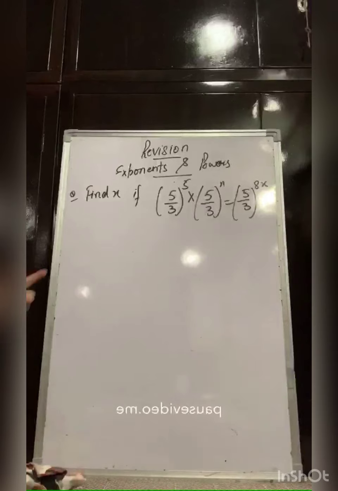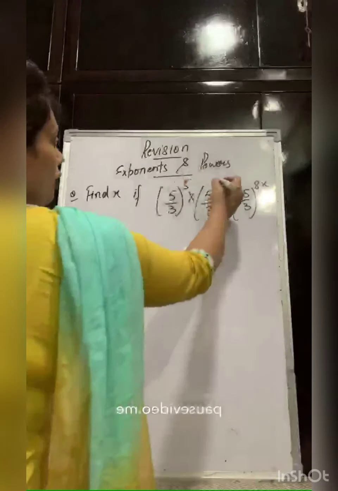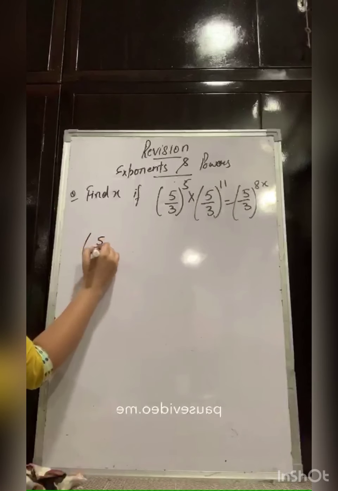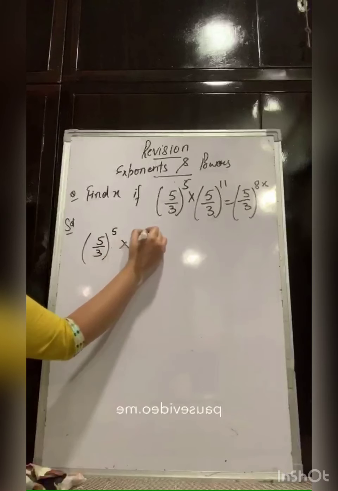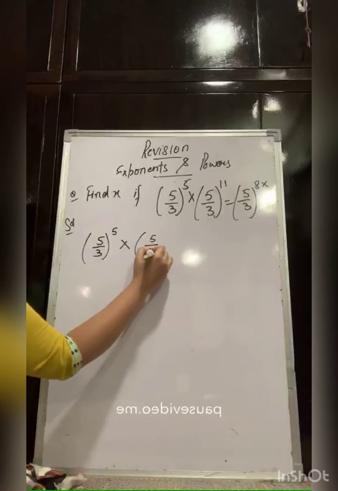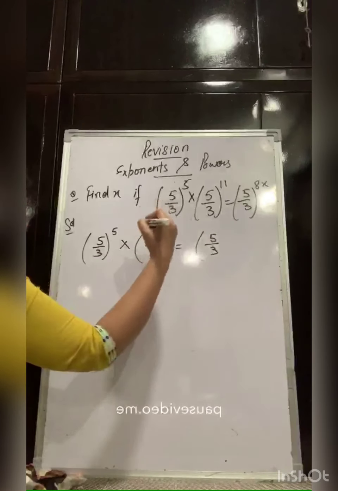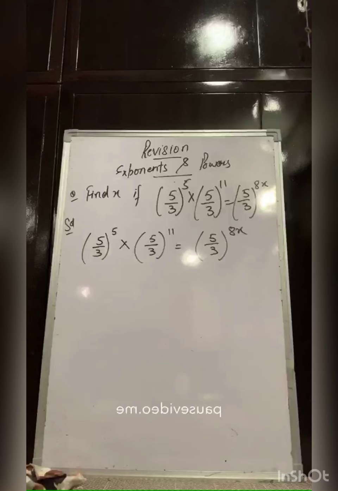Now students, see the next question. In this question, we have to find the value of x. This is question 11. So what is our question? (5 by 3) raised to power 5 multiplied by (5 by 3) raised to power 11 is equal to (5 by 3) raised to power 8x.